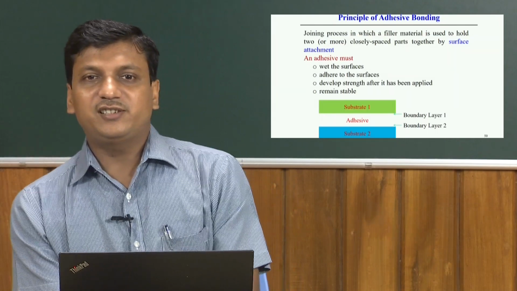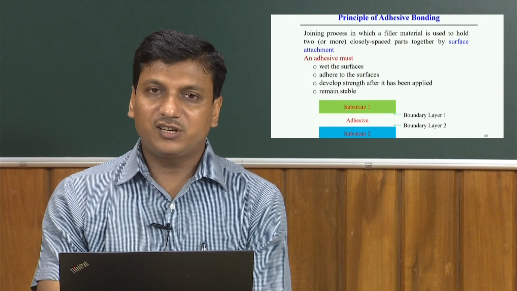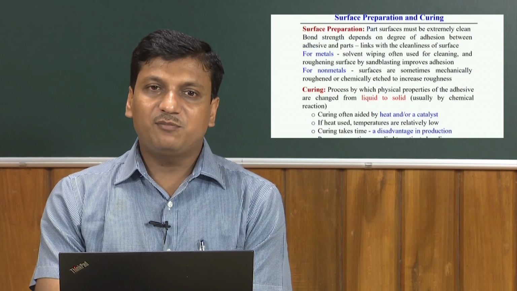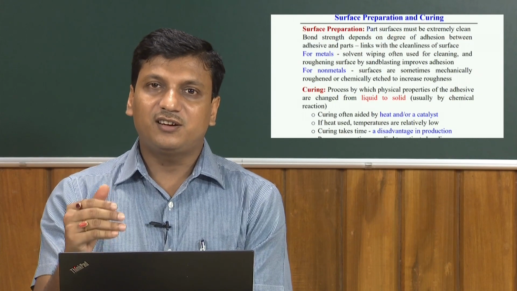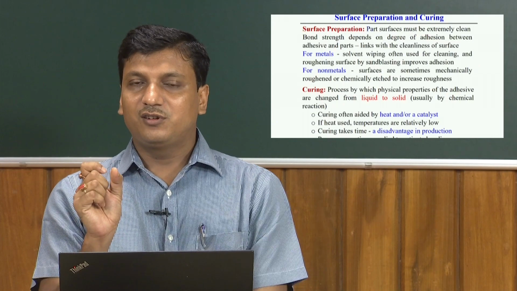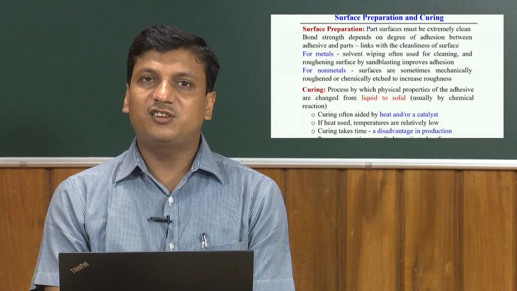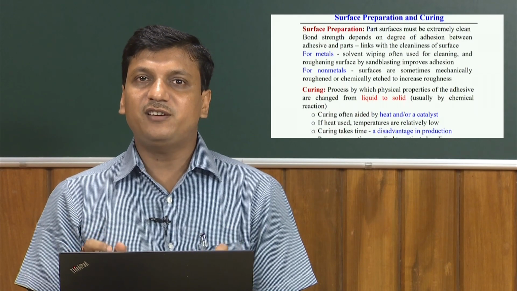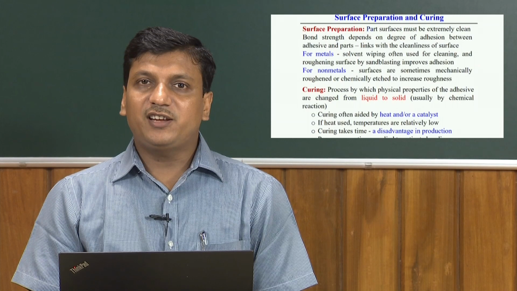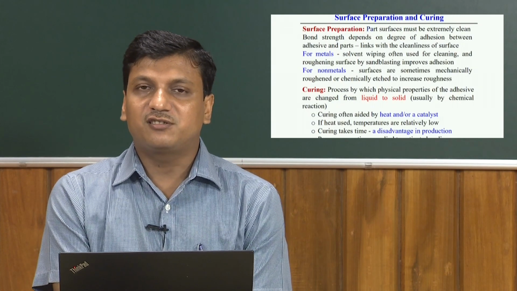So, this adhesive bonding happens, but to get a successful joint using adhesive bonding, this process can be explained in two terms. One is the surface preparation and the other is the curing. These are the two significant terms. Based on that, adhesive bonding can be explained in a better way. First is the surface preparation.